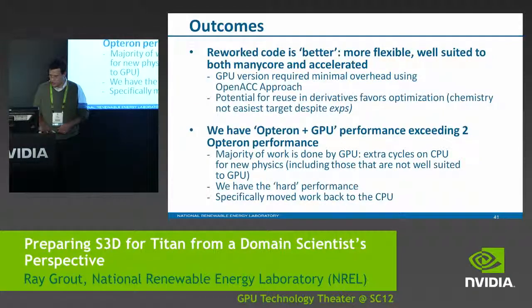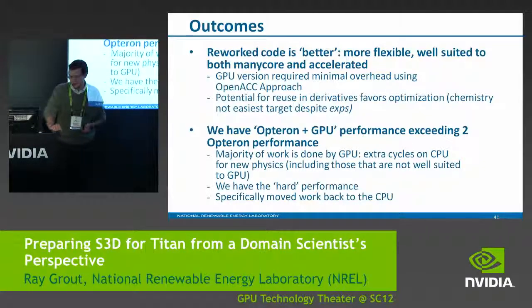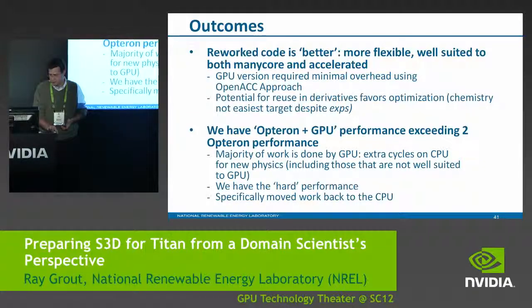And just in conclusion, we have a reworked code that's better in the sense that it's more flexible and more well suited to many-core architectures as well as these hybrid GPU-CPU systems. So from the application standpoint, we're very pleased with that. It also happens to perform fairly well on the GPU, definitely better than two CPUs would. And we're pretty happy with that.